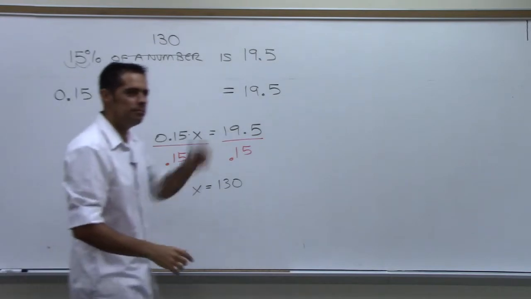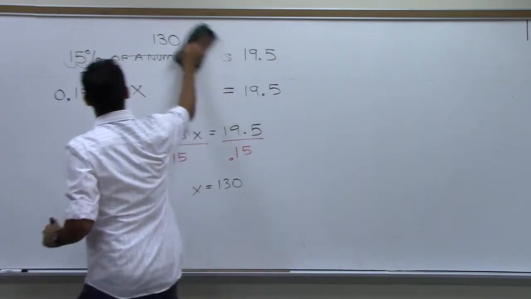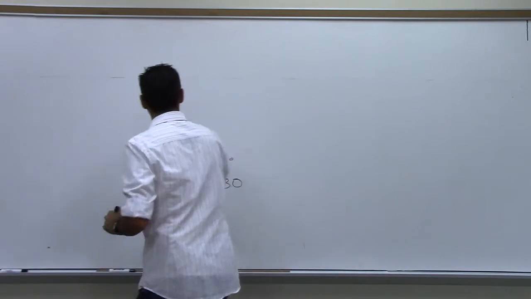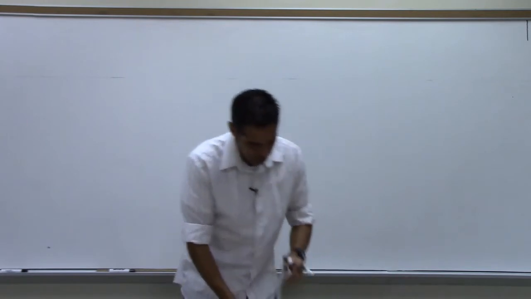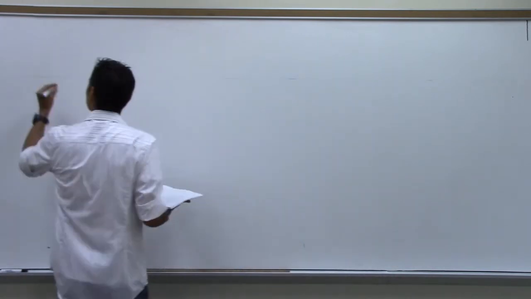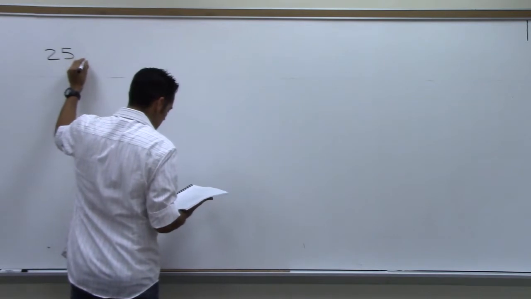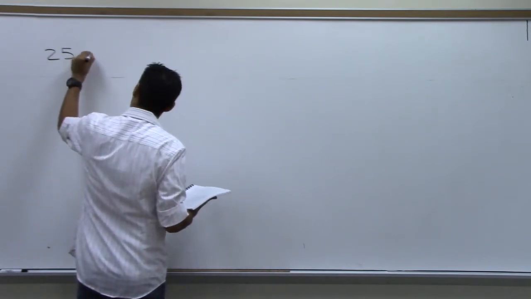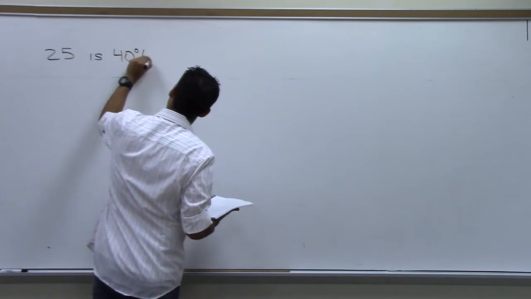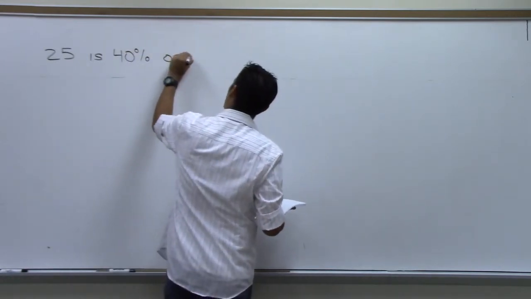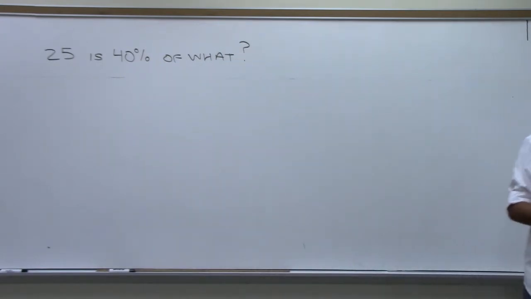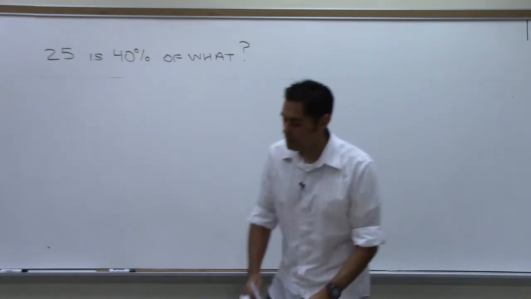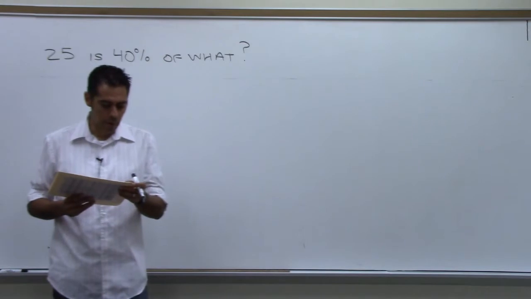All right, next table. Back corner. And the problem, let me pick the hardest one I can find. I'm kidding. 25 is 40% of what? All right. Who's up over there? Go ahead. What's your name? Amber? Amber, okay.